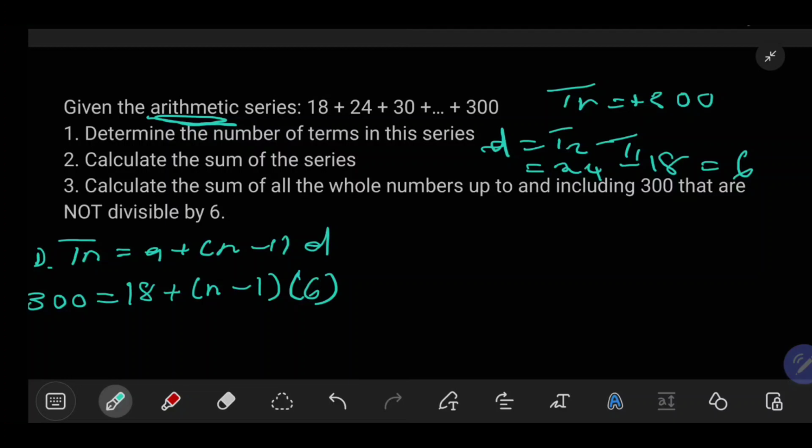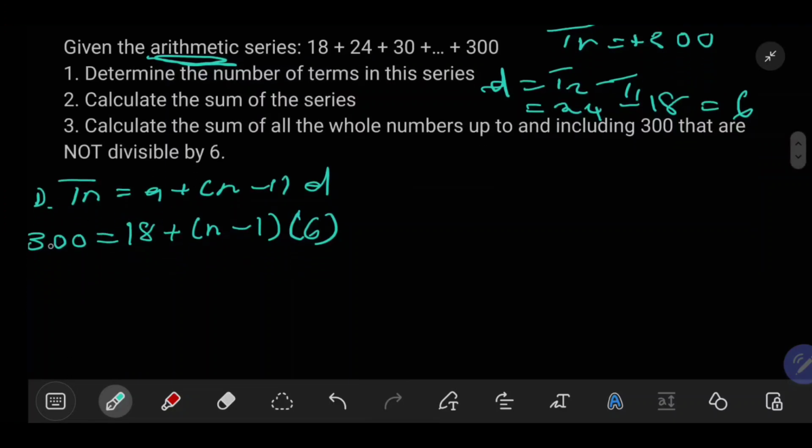Then let's simplify this expression. We take this 18 to the other side, so it will be 300 minus 18, which is 282, and that equals n minus 1 multiplied by 6. Then we divide both sides by 6.